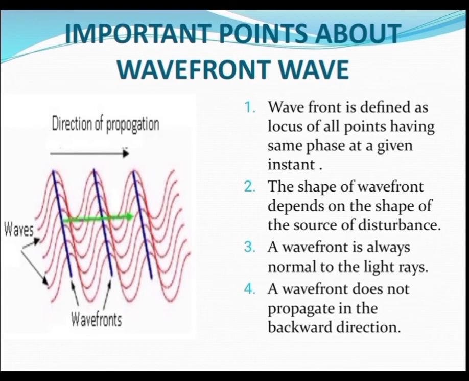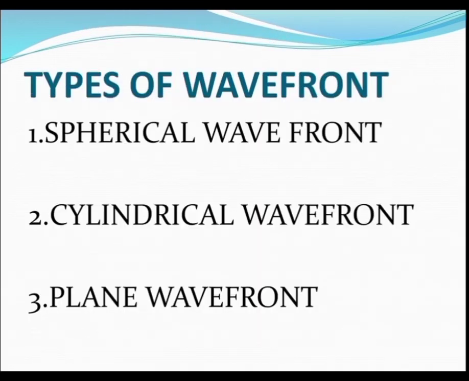Number 2, the shape of wavefront depends on the shape of source of disturbance. Number 3, a wavefront is normal to the light rays. Number 4, a wavefront does not propagate in the backward direction. Types of wavefront. There are 3 types of wavefront. Number 1 is spherical wavefront. Number 2, cylindrical wavefront. Number 3, plane wavefront.